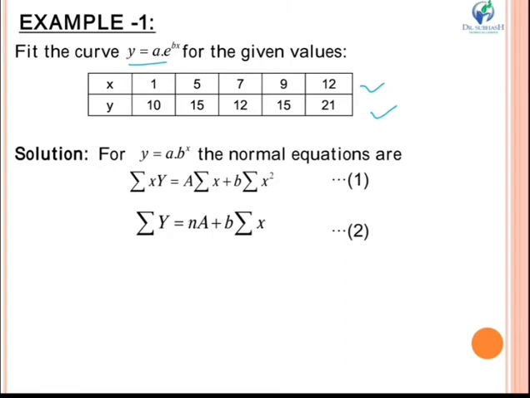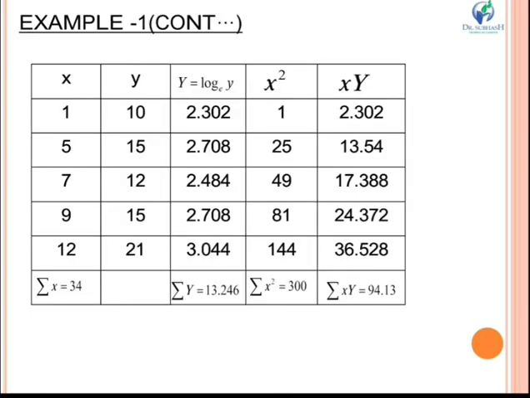Okay, equation 1 and equation 2 are the normal equations for the corresponding curve, and n is equal to 5. Now again I have to construct a table. Values of x will be as they are. I will do the sum and I get 34 as my summation.